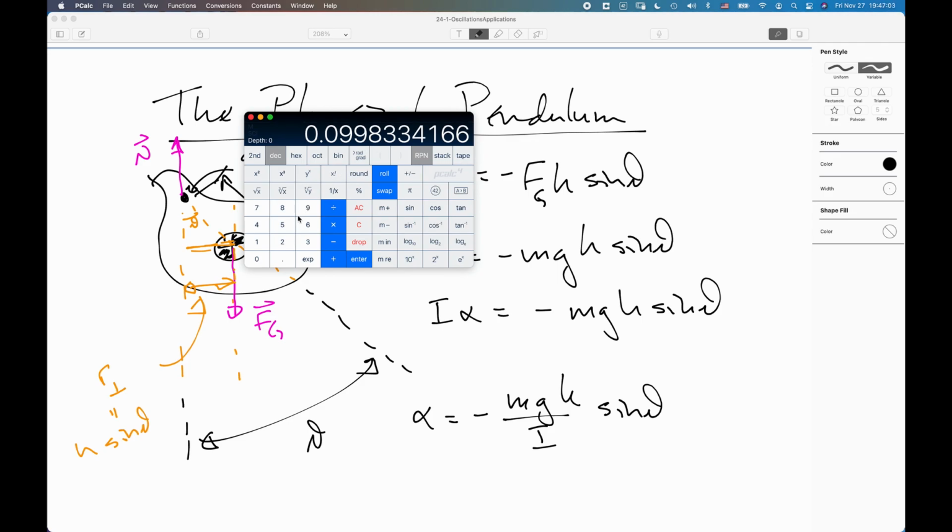All right, let's try 0.2 radians. 0.198. Yeah, that isn't too different. Let's try 0.3 radians.